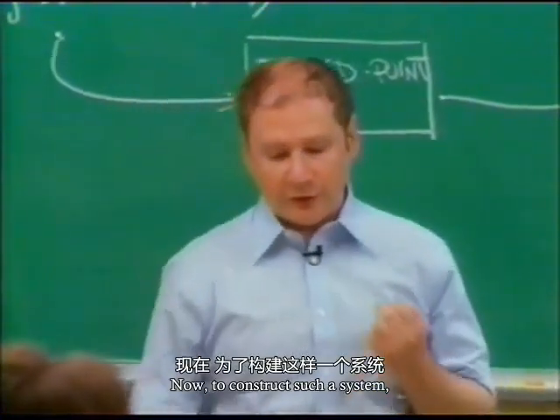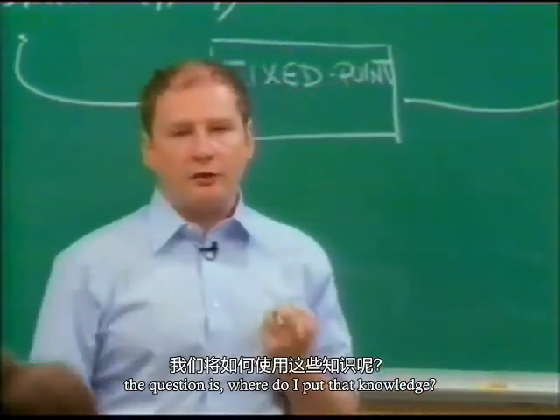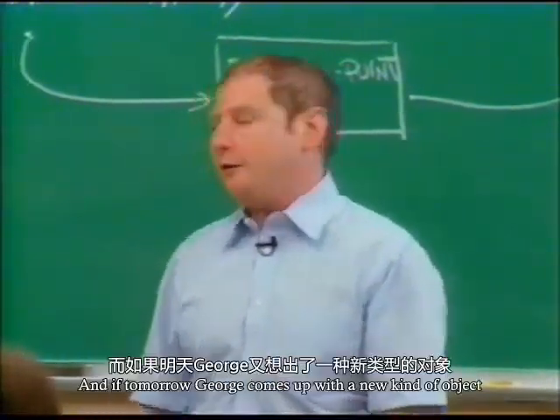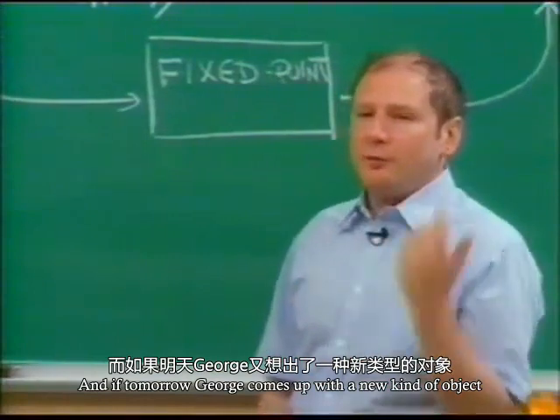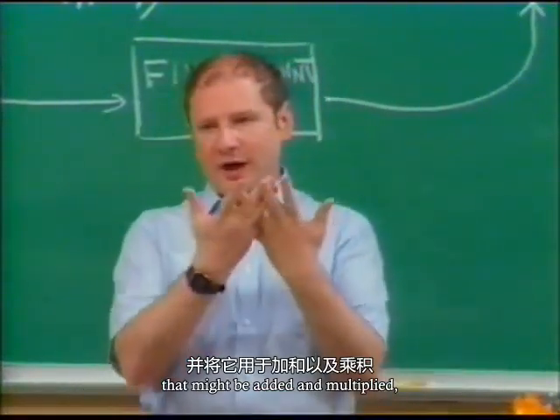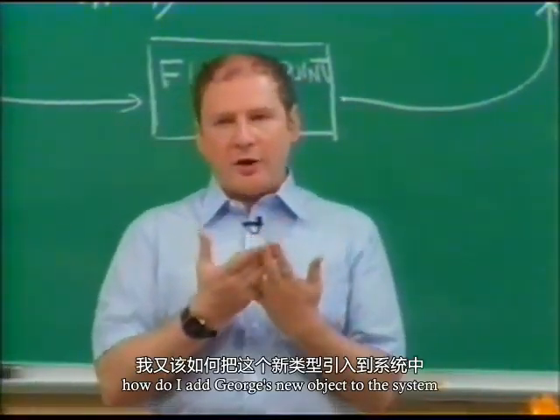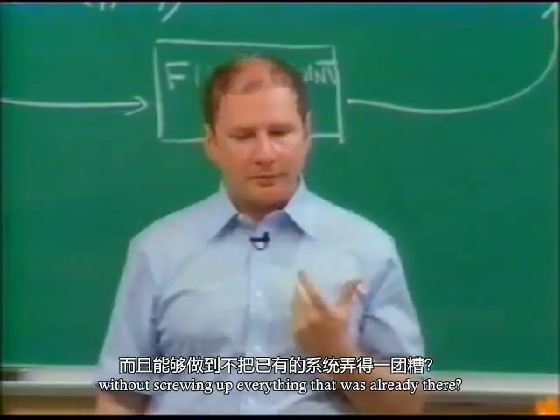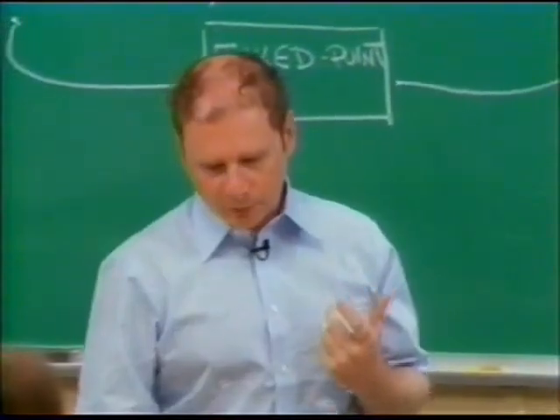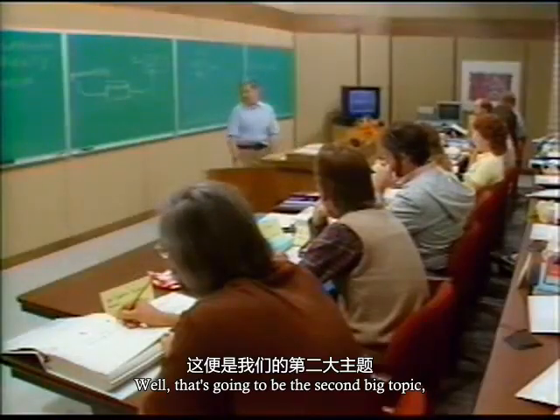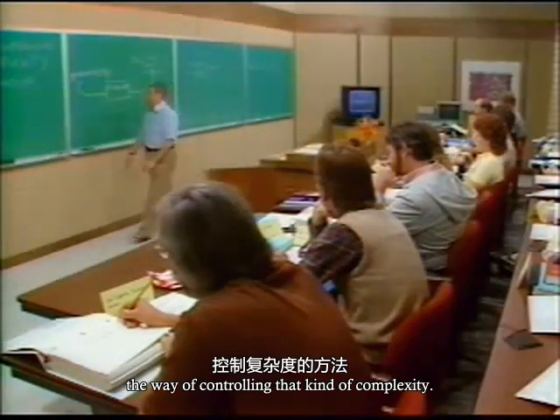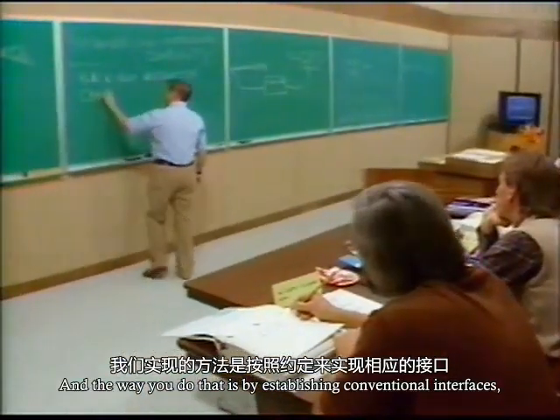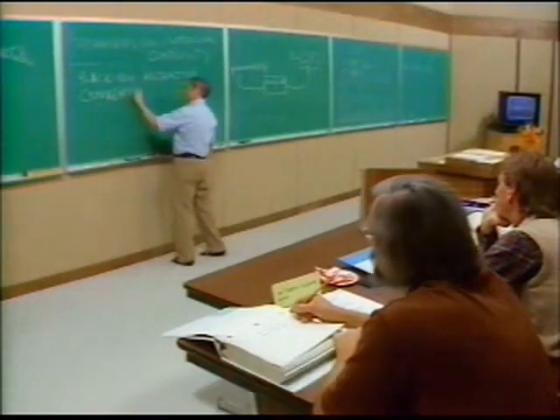Now, to construct such a system, the question is, where do I put that knowledge? How do I think about the different kinds of choices I have? And if tomorrow George comes up with a new kind of object that might be added and multiplied, how do I add George's new object to this system without screwing up everything that was already there? Right, well, that's going to be the second big topic, the way of controlling that kind of complexity. And the way you do that is by establishing conventional interfaces.